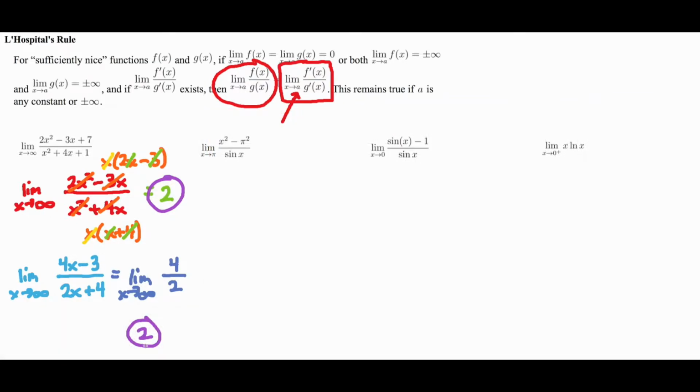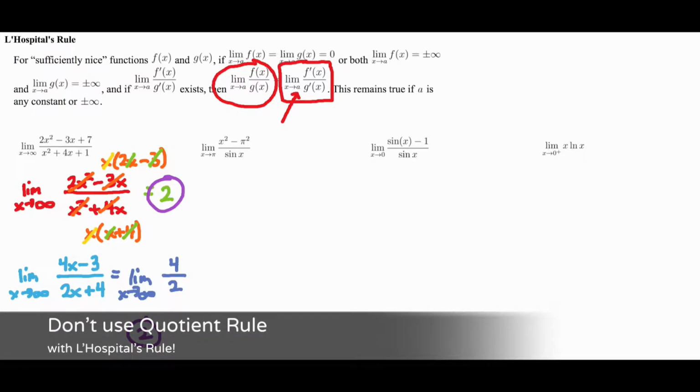Let's do some more examples of this, but also before we go on, it's probably important to say that you should not use quotient rule on this, even though these are rational functions. You do not want to do quotient rule on this. Just take the derivative of the top divided by the derivative of the bottom. Do not get it confused with quotient rule.